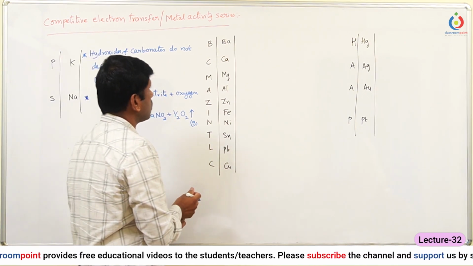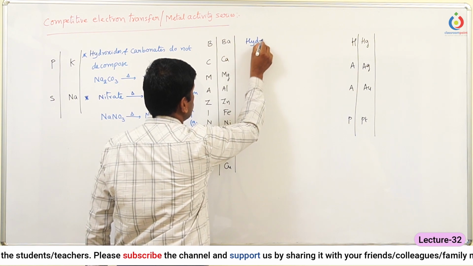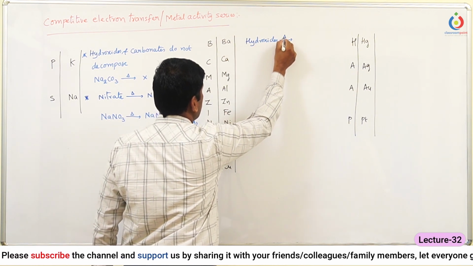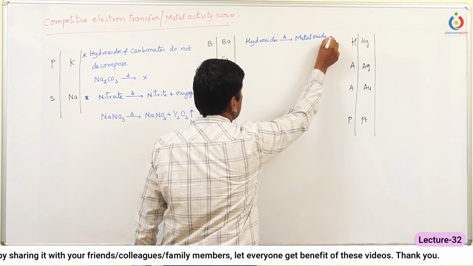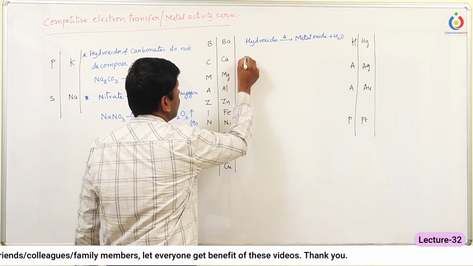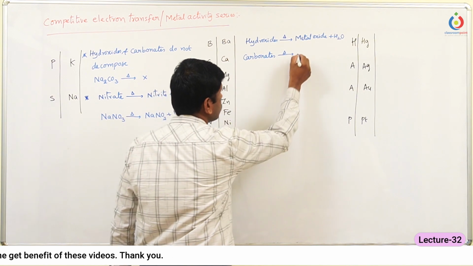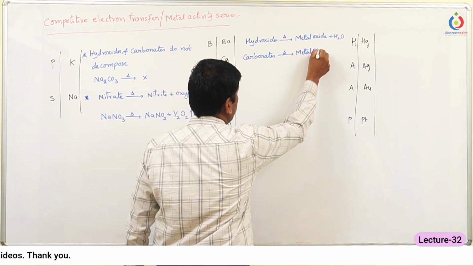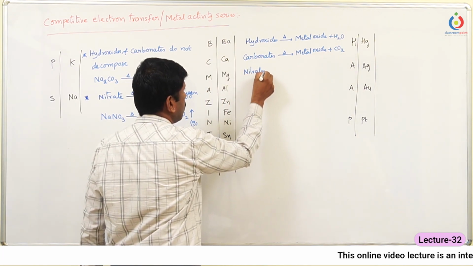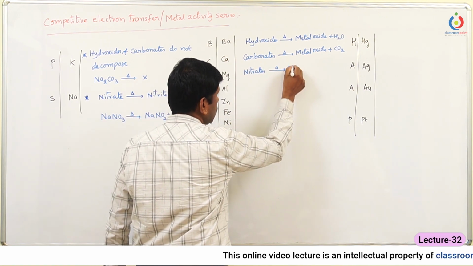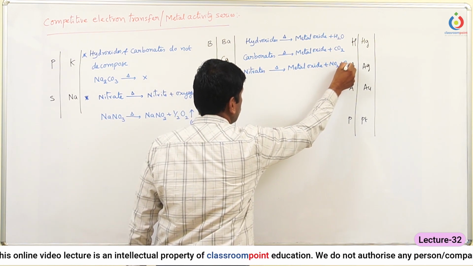Now let us see these compounds, from barium up to copper. Hydroxides: on heating give metal oxide plus H2O. Carbonates: on heating give metal oxide plus carbon dioxide. Nitrates: on heating give metal oxide plus NO2 plus O2.